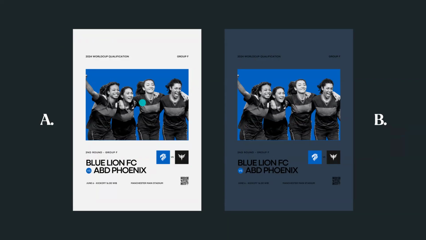Exactly, A has good contrast because we have used darker color on top of a lighter or brighter background. But here, we have used darker color on top of a darker color. It is not creating visual harmony, or it is not creating contrast.